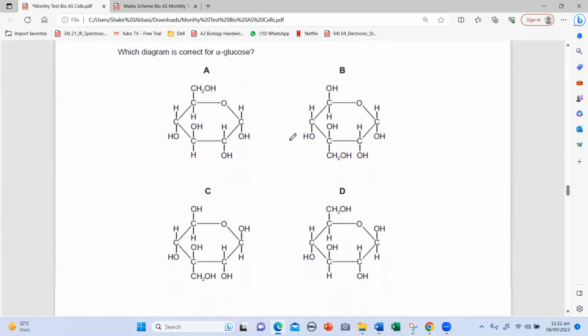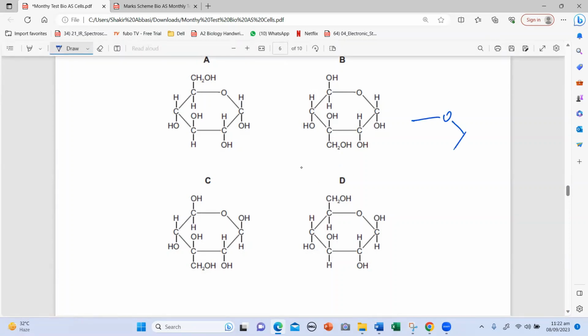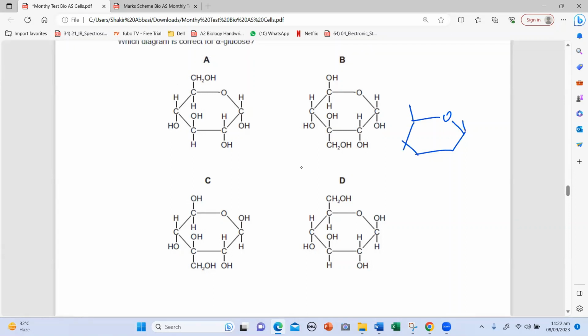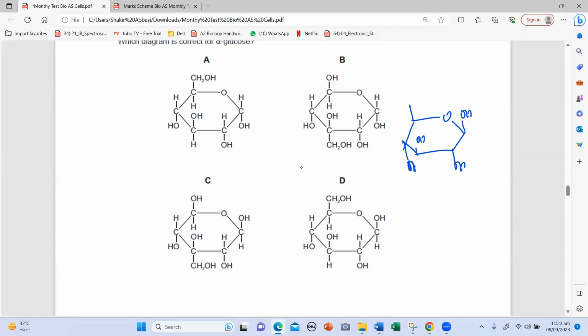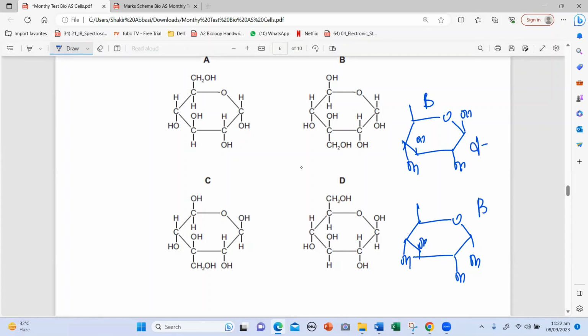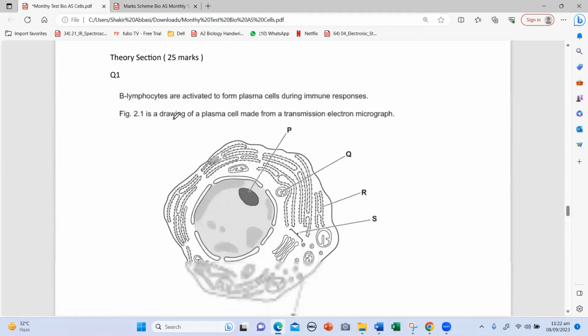Question 15: which is alpha glucose? We all know that alpha and beta differ by what? In beta glucose, look, at number 1, OH is up, at 2, OH is down, at 3, OH is up, and at 4, OH is down. So it's called beta glucose. But in alpha glucose, it's down, down, up, down. So how do alpha and beta differ? The position of OH at number 1. So this is alpha, right? Let's move on to the next question.